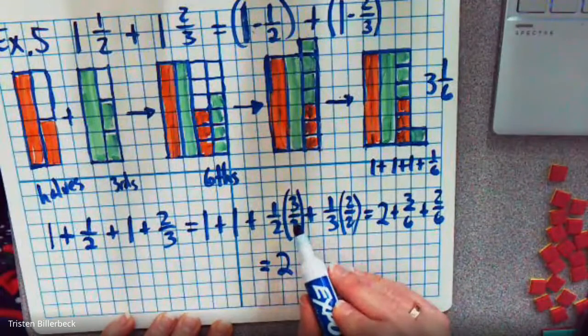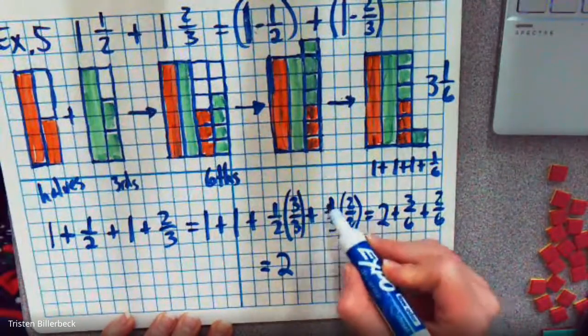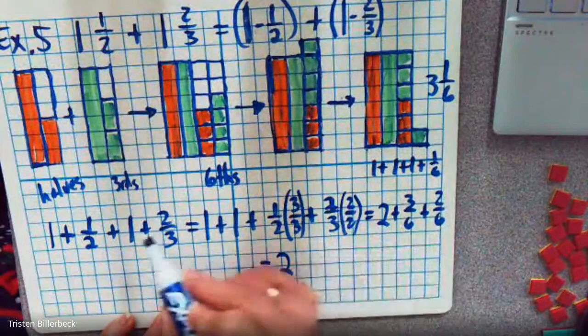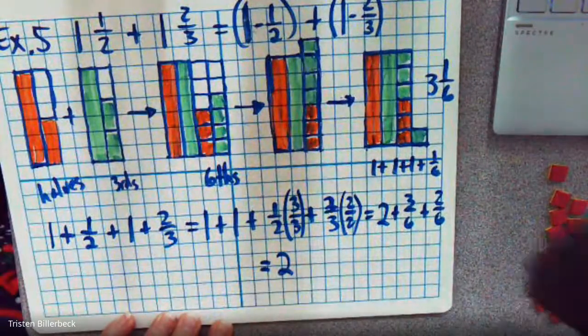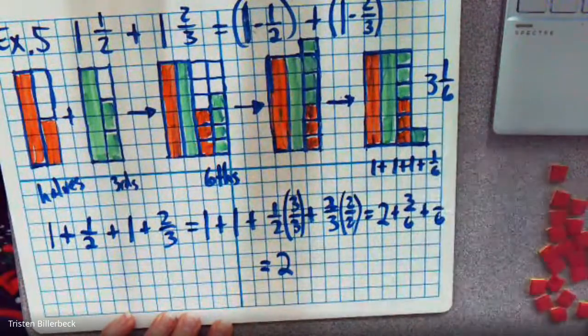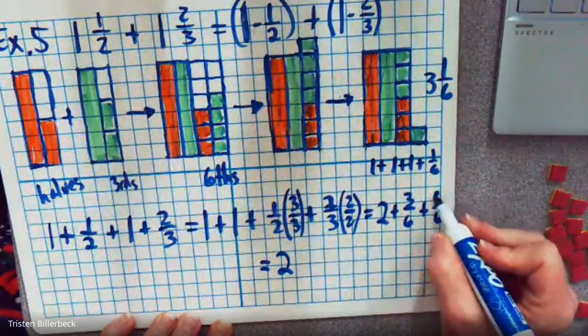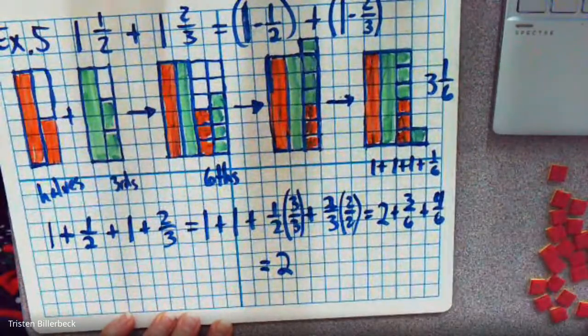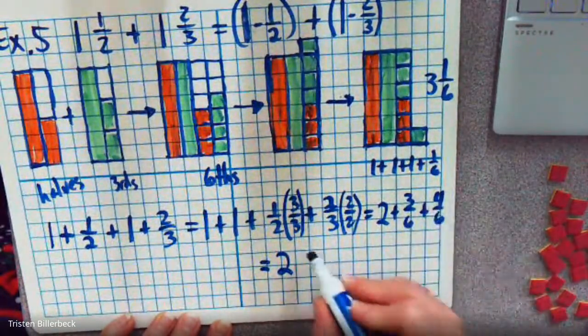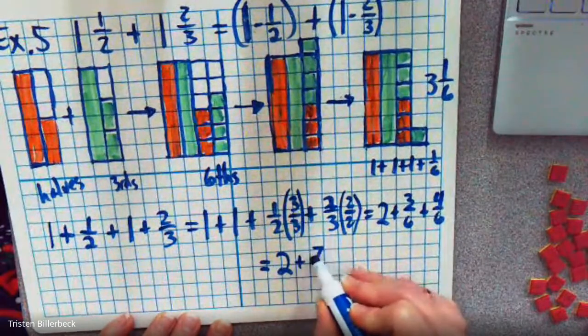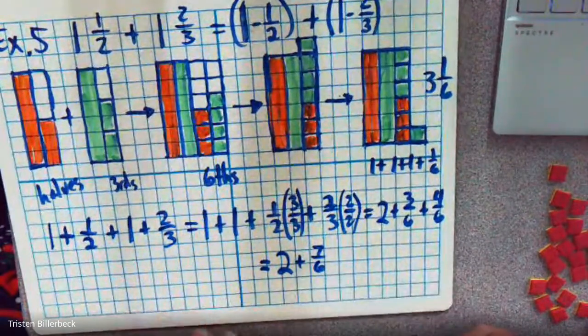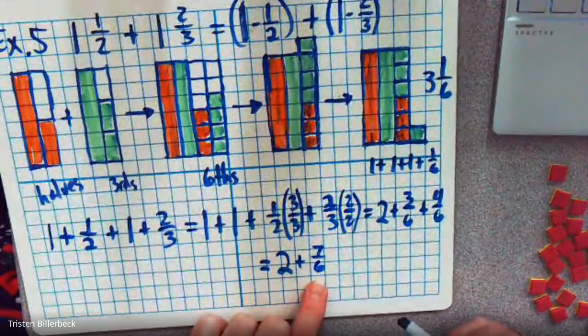I got 3/6, and oh, there was a 2 there. That would have been a big mistake. Okay, there we go. That makes sense. Okay, so I have 2 plus 7/6. But wait a second, that's not a proper fraction.